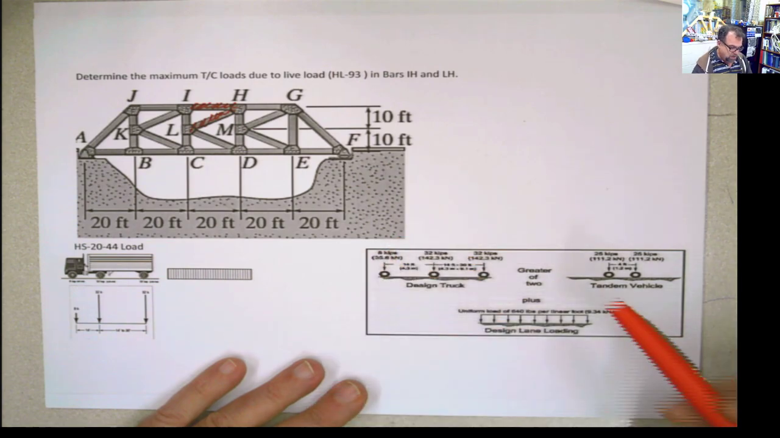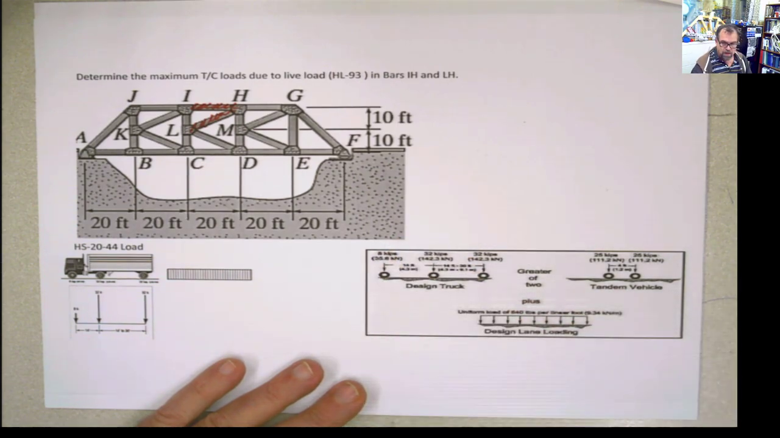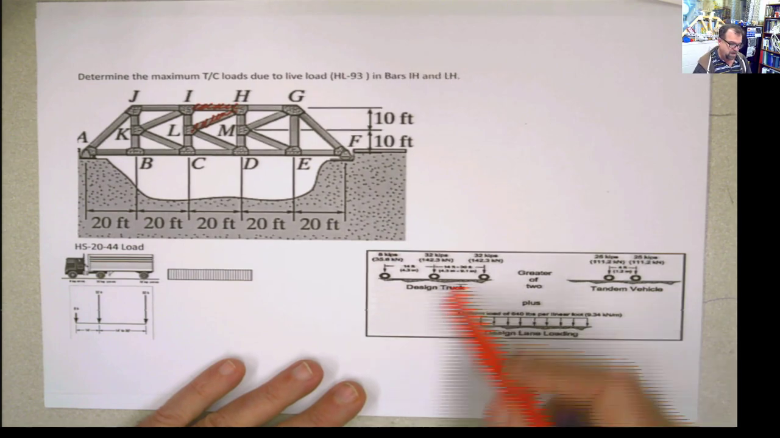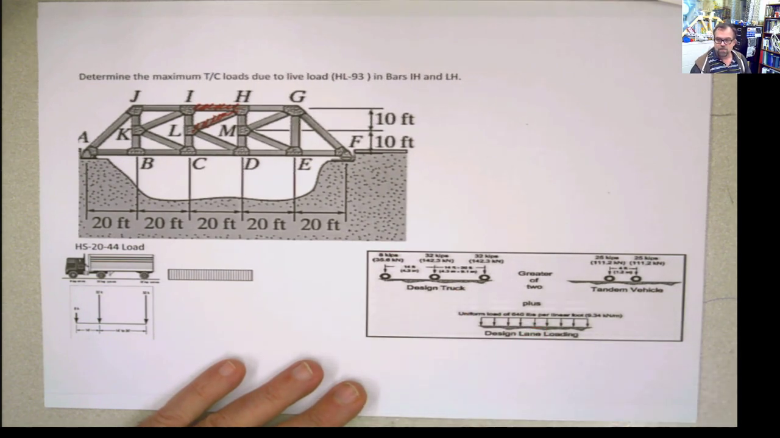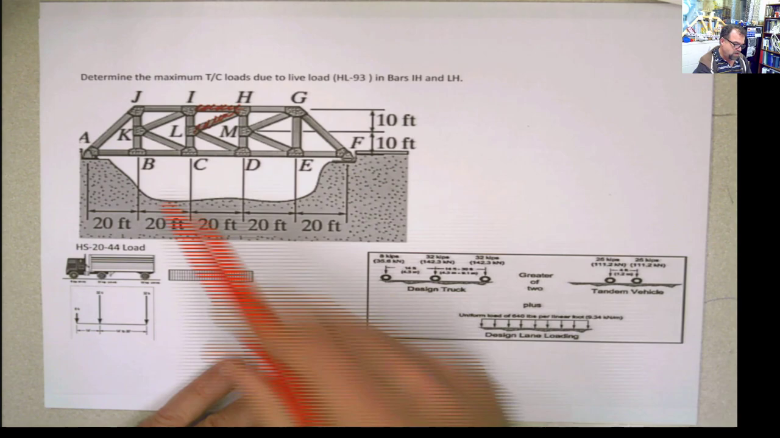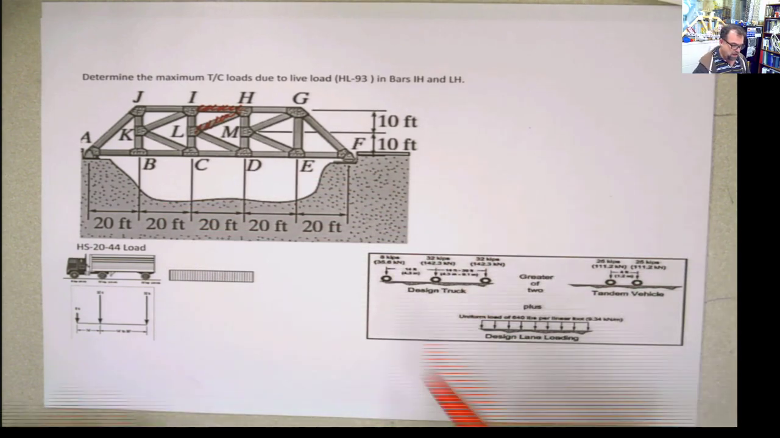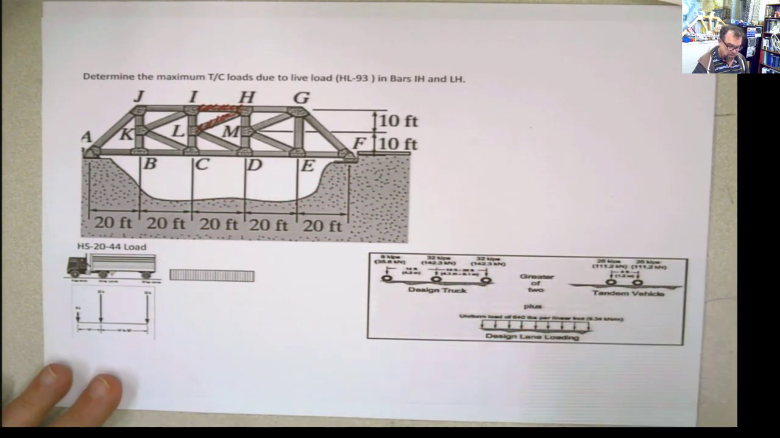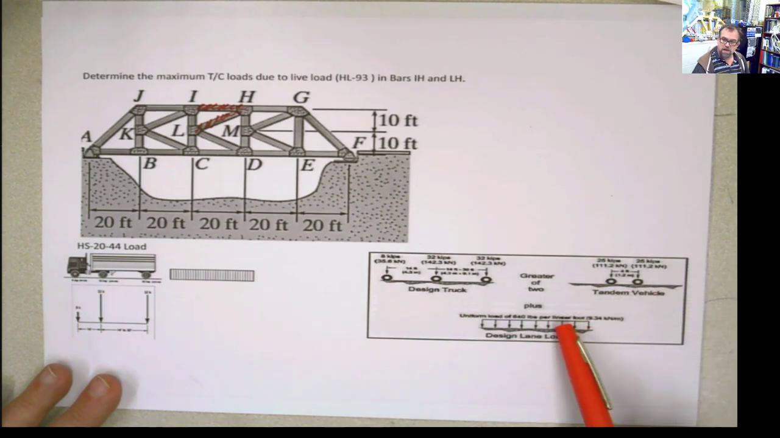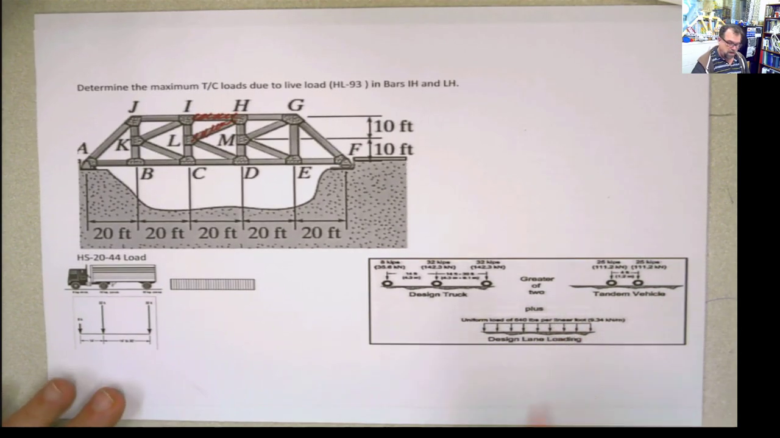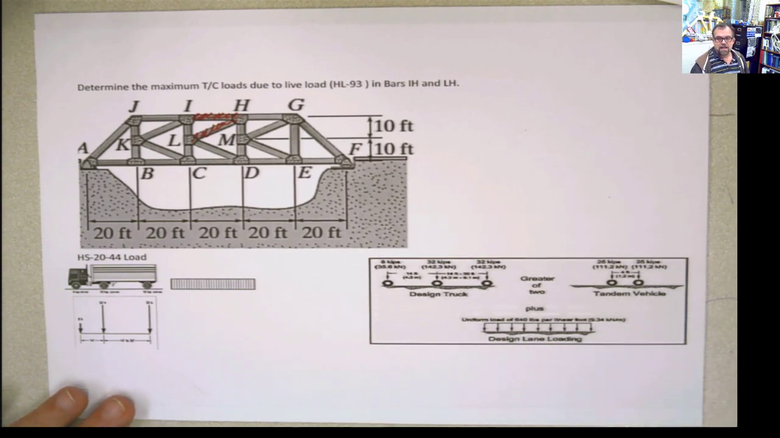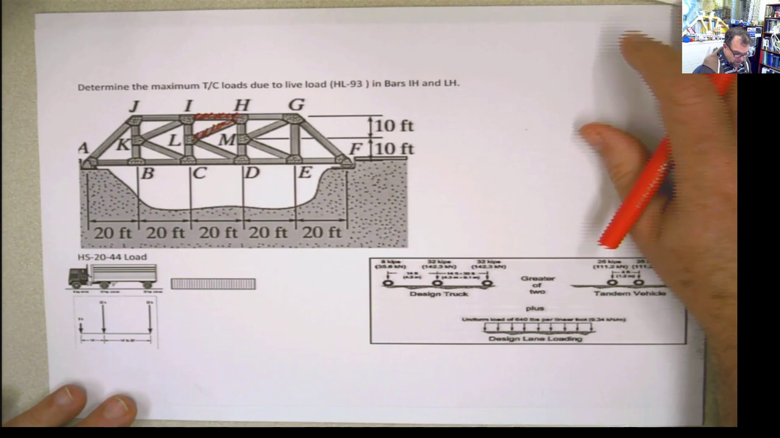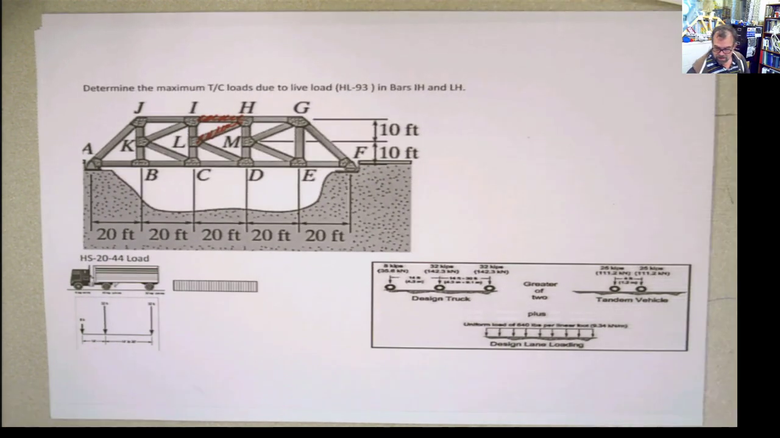There's another case, which is two vehicles in two adjacent spans, two of these vehicles plus the lane load in two adjacent spans to maximize the negative moment. But there's only one span here, so I'm not going to be doing that. I'm going to do the combination of these plus these for live load, and the combination of these and these for live load. After that, you should also add the dead load, but I don't have any information about dead load here, but I will explain later on how you will add for that load.